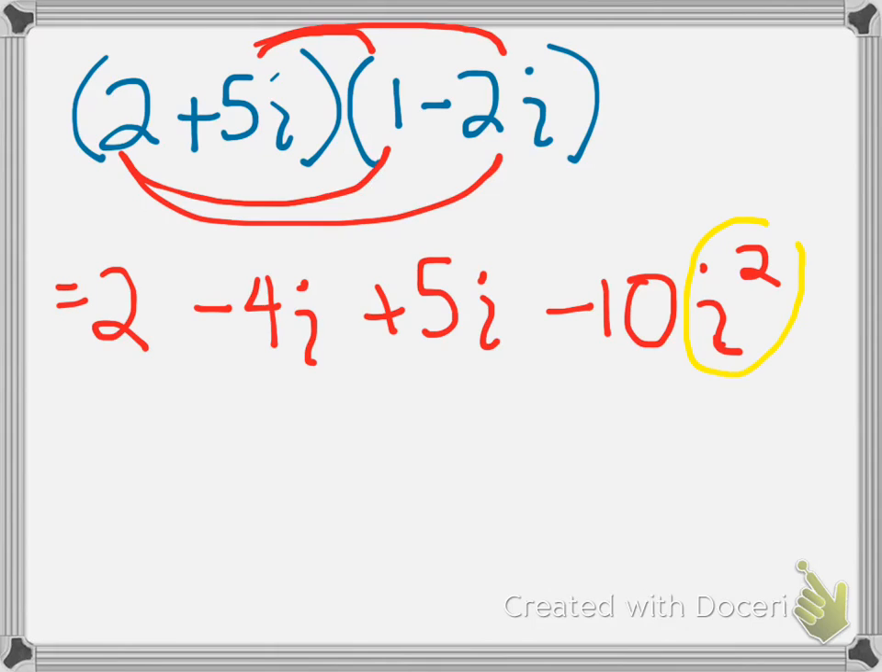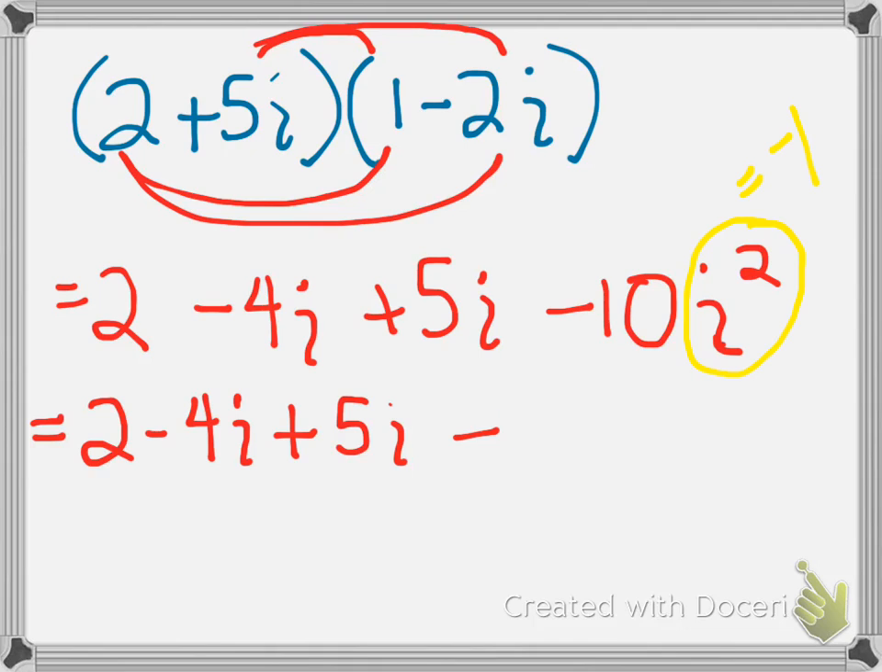Anytime you see an i squared, by definition, you get to replace that with the -1. Every time you see the i squared, you get to replace it with a negative 1. So this simplifies even farther. So 2 minus 4i plus 5i, and this becomes a negative 10. Now it's a negative 10 instead of an i squared, it's a negative 1.